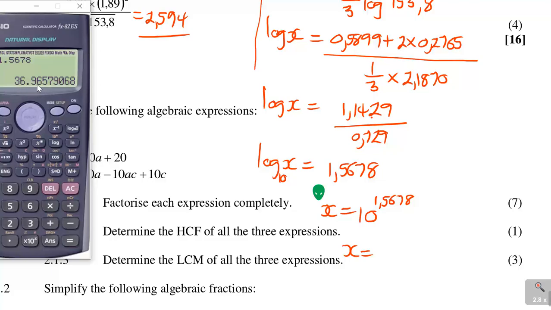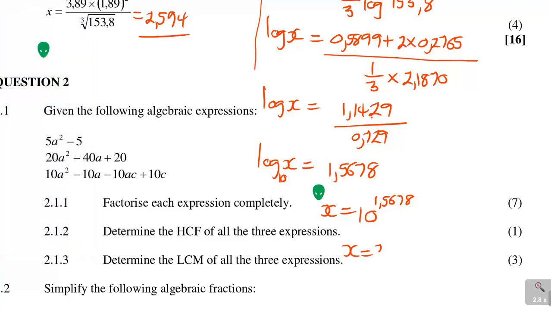36,9657, to how many decimal places? Let's look at the 6, to 3 decimal places is 36,966. So we've got 36,966. Now something is not right here.